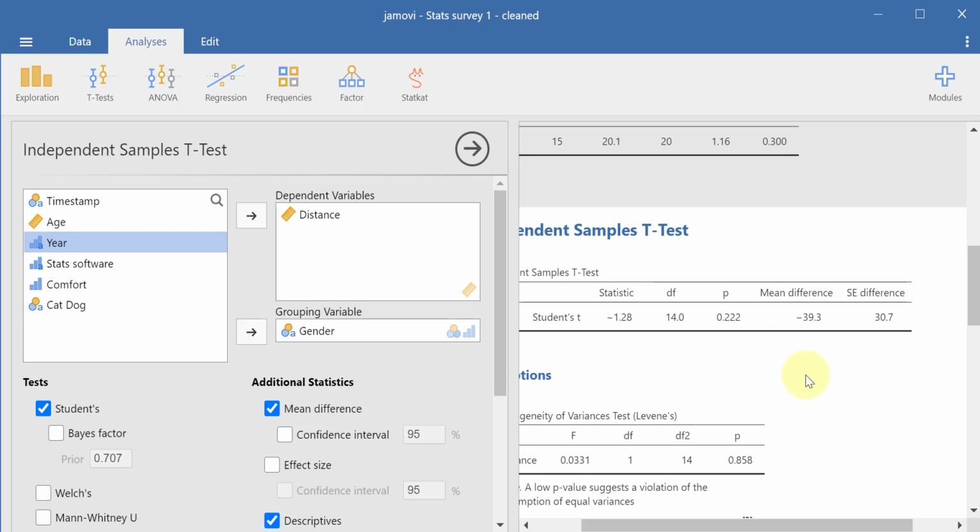So I have to say, based on our data, our results are kind of inconclusive, but that males and females seem to live the same distance away from campus. So even though there's a difference here, right? The difference between males and females is 39 miles. So females live closer compared to males.